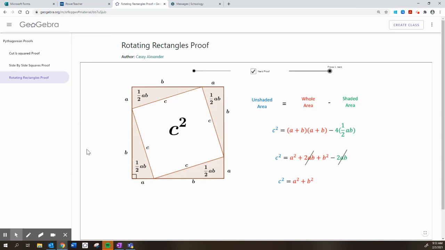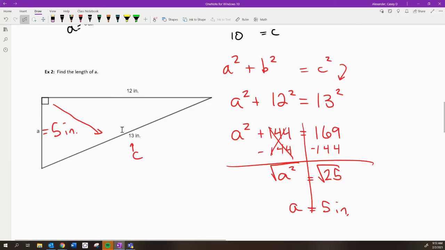And so what you should do is look for the Desmos link and try the asynchronous assignment where we're just practicing the stuff that I showed you here. And then next time we'll drill down a little bit more into how we can use the Pythagorean theorem.